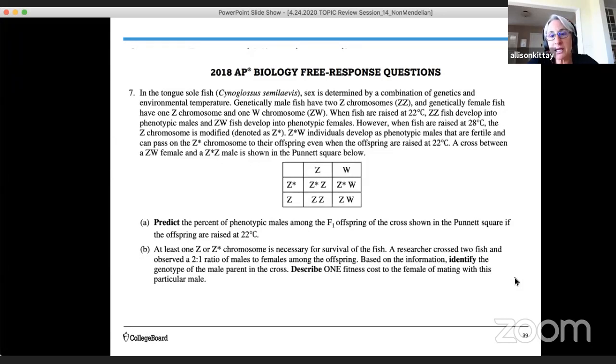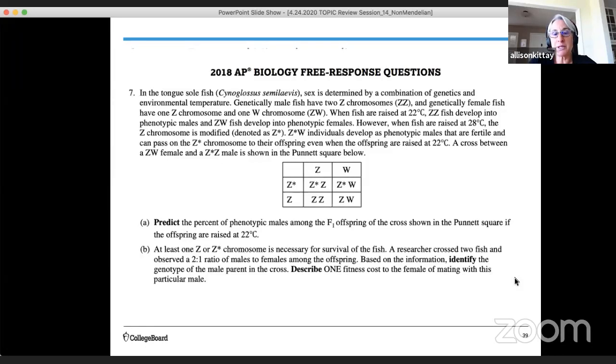When fish are raised at 22 degrees C, ZZ fish develop into phenotypic males and ZW fish develop into phenotypic females. However, if these fish are raised at a higher temperature, 28 degrees C, the Z chromosome is modified. We denote it as Z star. Z star W individuals develop as phenotypic males that are fertile and can pass on that Z star chromosome to their offspring, even when the offspring are raised at 22 degrees.